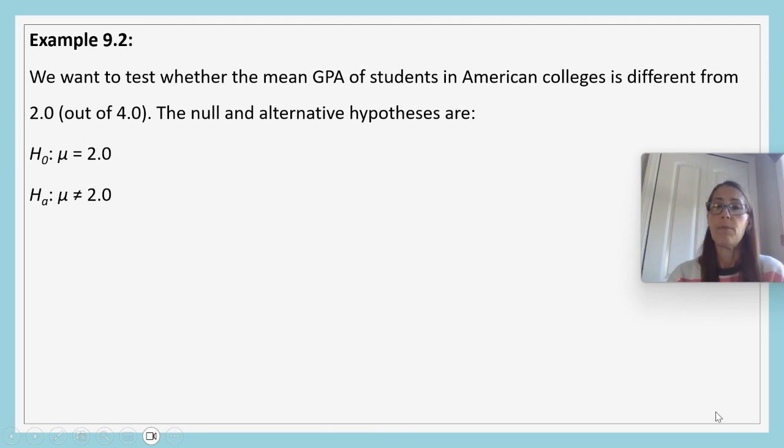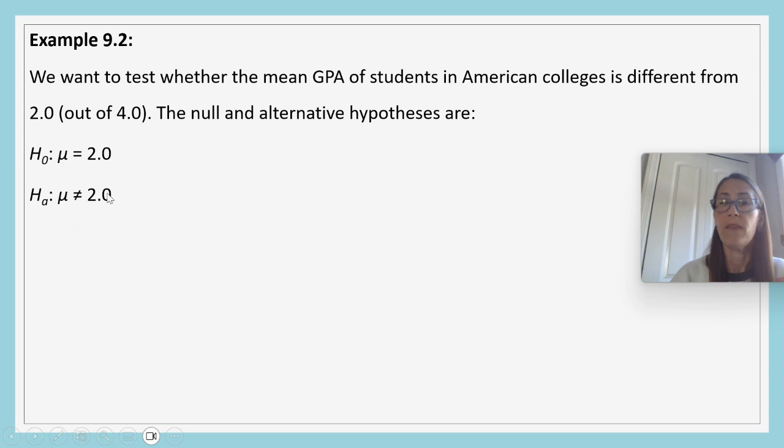So our first example, example 9.2, we want to test whether the mean GPA of students in American colleges is different from 2.0 out of a 4.0 scale. So our null and alternative hypotheses are H naught, the null hypothesis, mu, our mean, equals 2.0. And then our alternative hypothesis, H sub A, is that the mean mu does not equal 2.0. We don't care if it's less than or greater than, we just don't want it to equal 2.0.